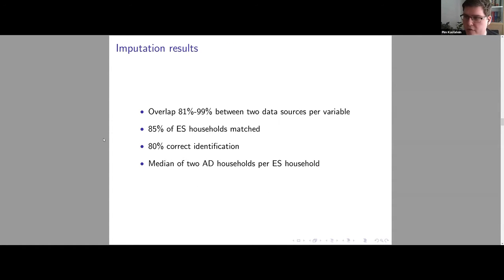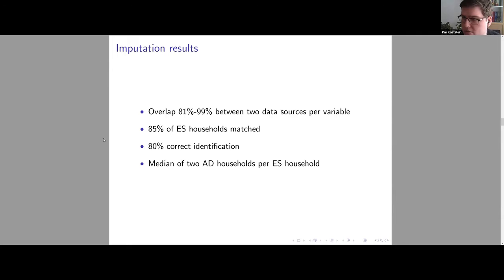overlapping variables. And if we look at the overlap with these overlapping variables, whether their variables have the same value, they overlap between 81 and 99%. So they are pretty congruent with each other. And using the various different sets of these matching variables, in our baseline scenario, we can match 85% of households to at least one household in the administrative data. And of those matches, 80% we can have correct identification. So we match on average, or as a median, 2 of these administrative data households per expenditure survey household.